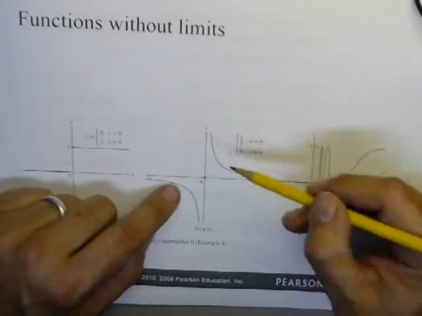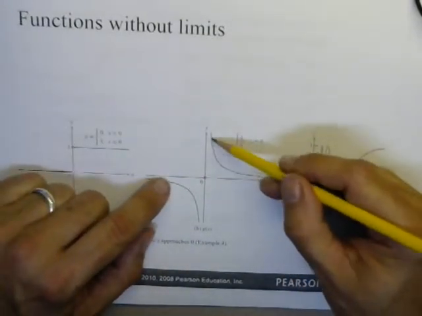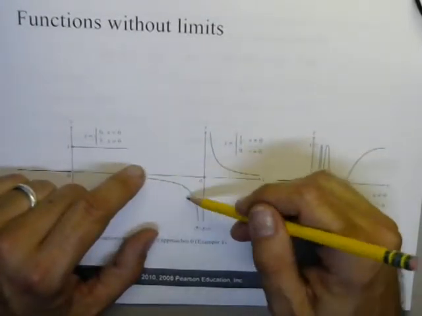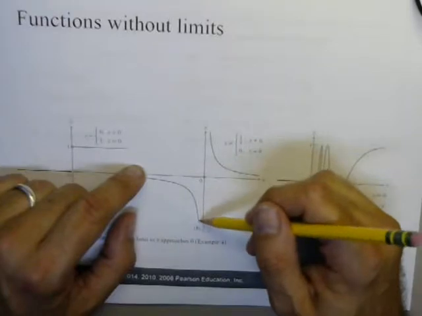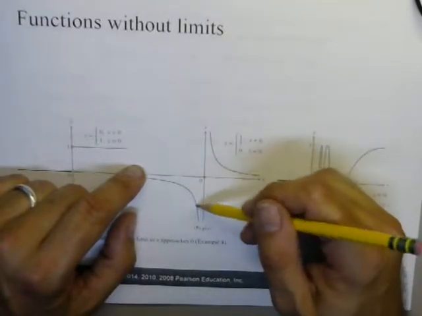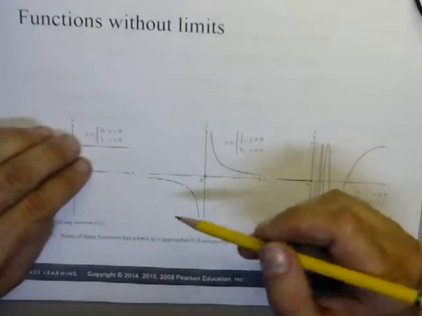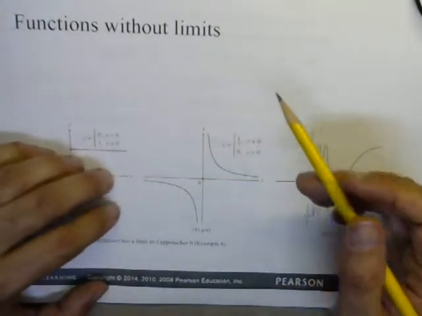Here's an example of a function that doesn't have a limit. As you approach 0 from the right, it looks like the function goes up to height infinity. And if you approach 0 from the left, you go down to height -infinity. And so that doesn't have a limit there.